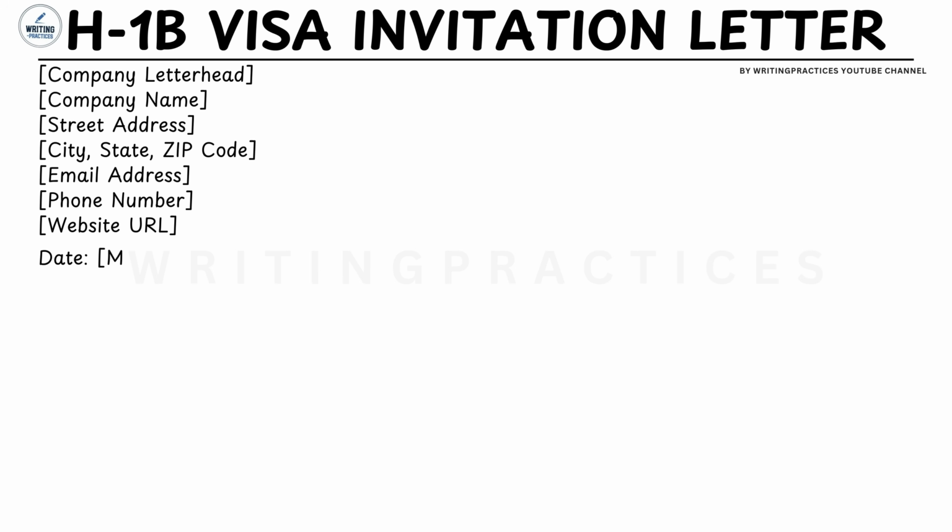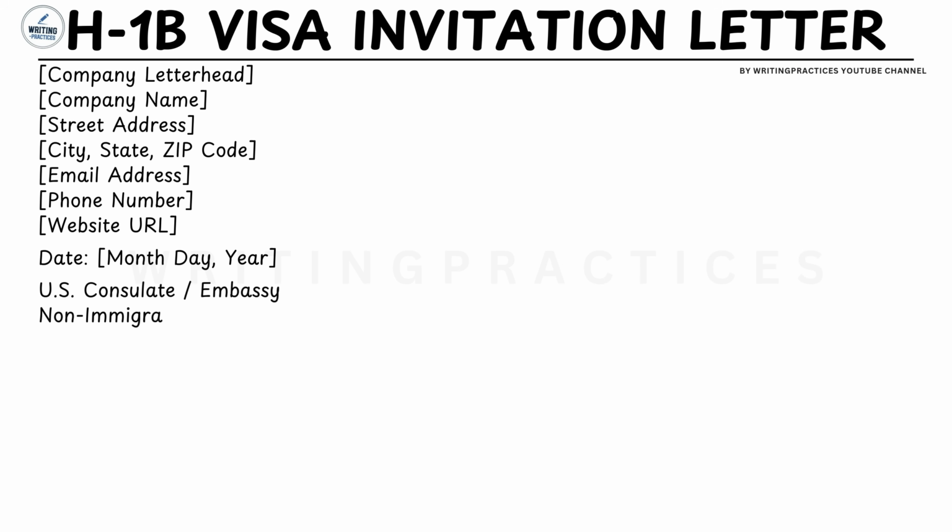Date. Next, skip a line and include the date the letter is being written or submitted. This is very important for documentation and visa application processing timelines. For example, May 29, 2025. Always write the full date in this format, month, day, year, to avoid any confusion between US and international date standards.